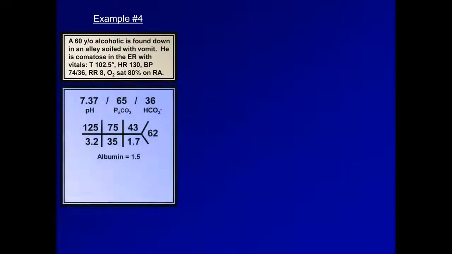Here is the last example. A 60-year-old alcoholic is found down in an alley soiled with vomit. He is comatose in the ER with vitals temperature 102.5 degrees Fahrenheit, heart rate 130, blood pressure 74/36, respiratory rate 8, and O2 saturation 80% on room air. Here are his labs. Step 1, his pH is surprisingly normal, though his PCO2 and bicarb clearly are not. So where do we go from here?